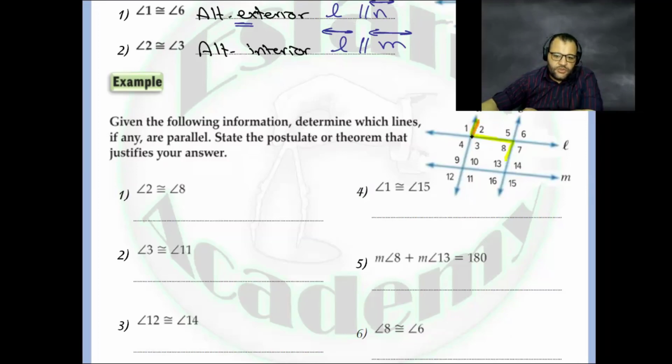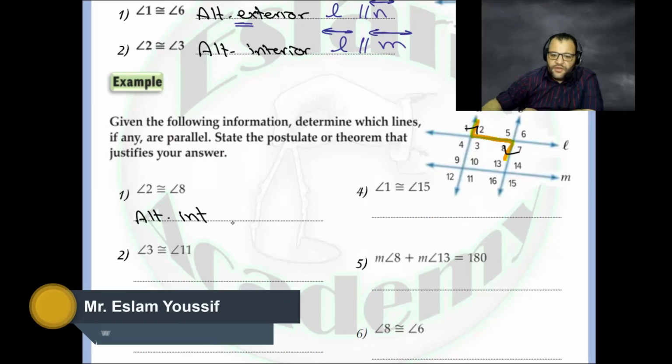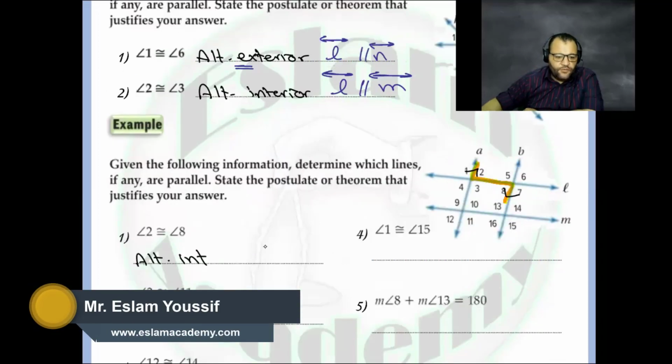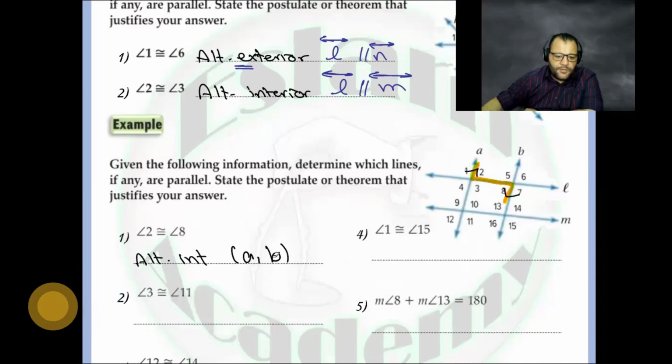Now that's angle 2 and angle 8. So that is the two lines which are parallel. So they are alternate interior. What is the name of the two letters that we have? We have line A and line B. They are parallel. Line A, so I have to write A is parallel to the line B.